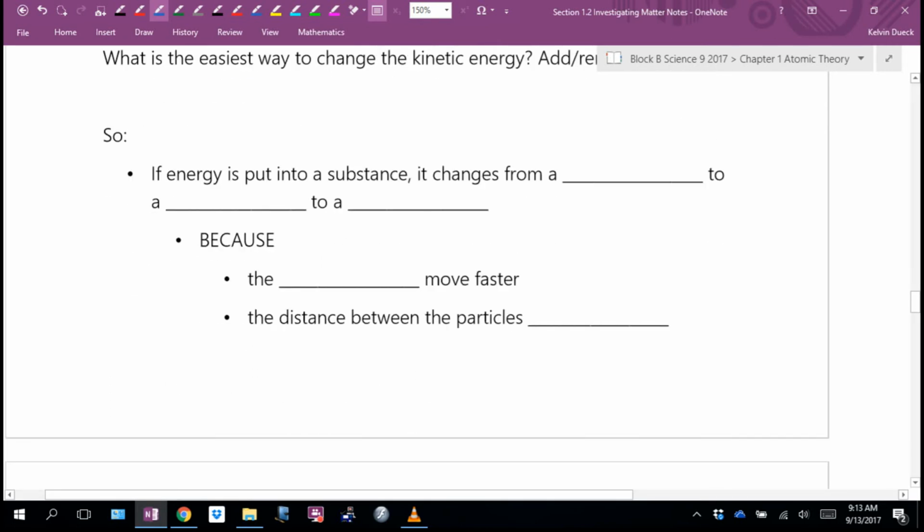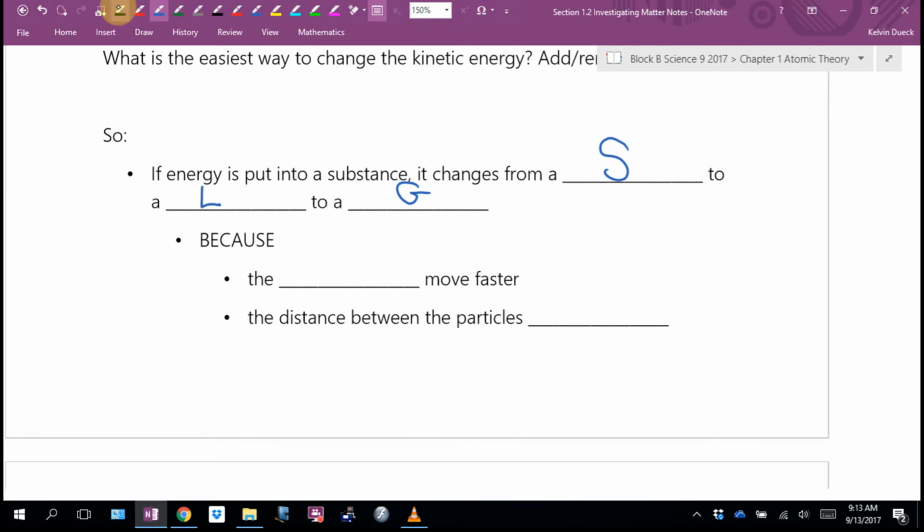So, if energy is put into a substance, if you're heating something up, it's going to change from a what to a what to a what? Capital S, capital L, capital G. Oh, and if you keep adding lots of heat, capital P, plasma, but we're not going to include that.